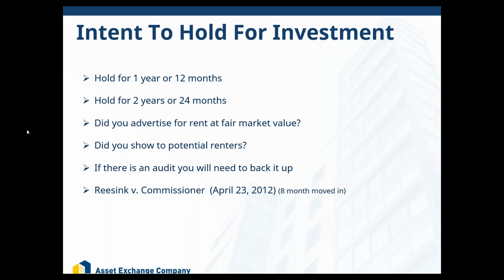Now, if you ask some CPAs, they'll tell you a good rule of thumb is you really need to hold on to the property for at least a year, for 12 months, all right?